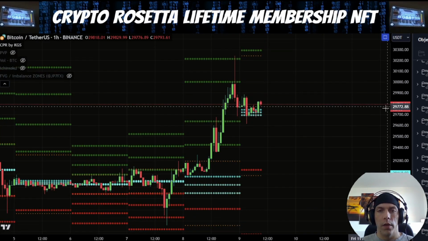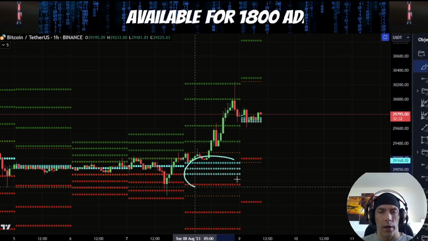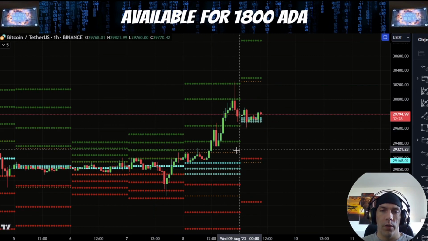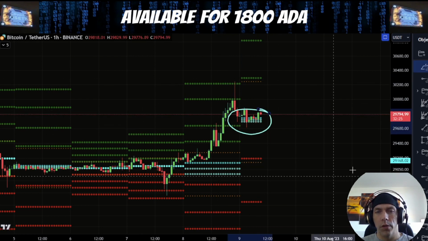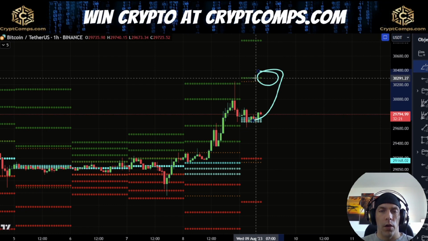Now, having a look at the daily CPR lines, what we can see here is that we've actually printed a higher CPR. Now, it's substantially higher than the previous one. Now, if we are looking at this as trending, what I want to see is price continuing to hold these levels and starting to break back above the R1 lines.